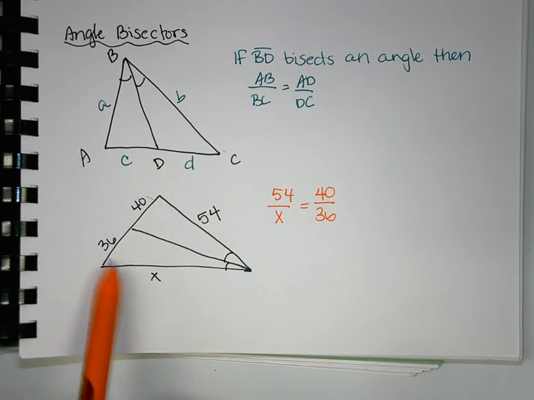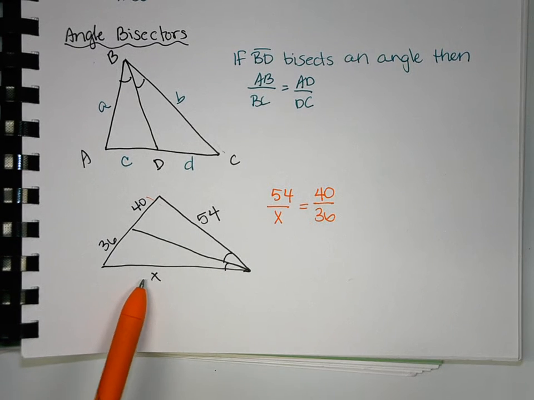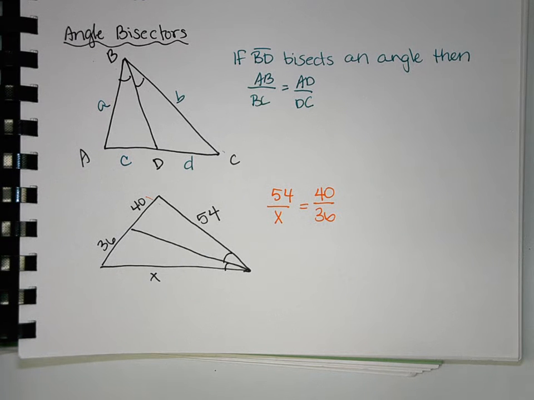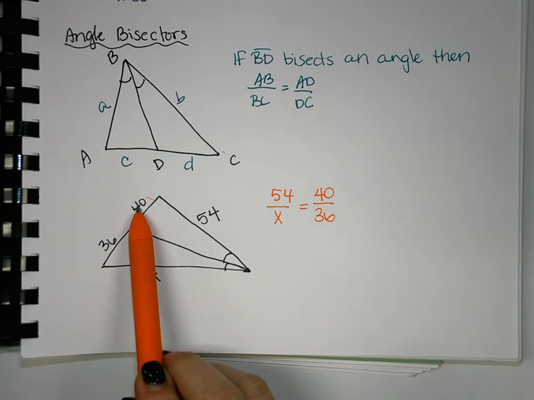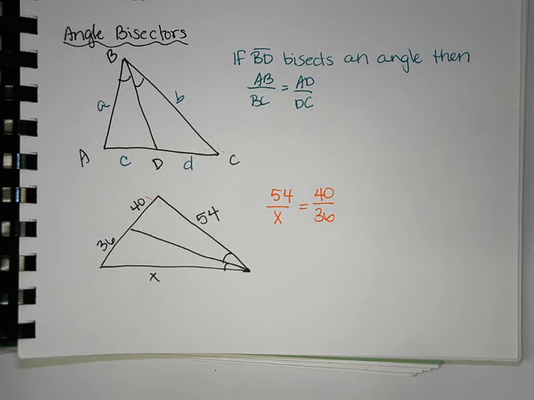X and 36 came from the same triangle. So keep like parts together, whether it be on top of each other or both on top, both on bottom. As long as you stay consistent, it's not going to matter. If you wanted to, you could have written it as 54 over 40, x over 36, as long as it's consistent.